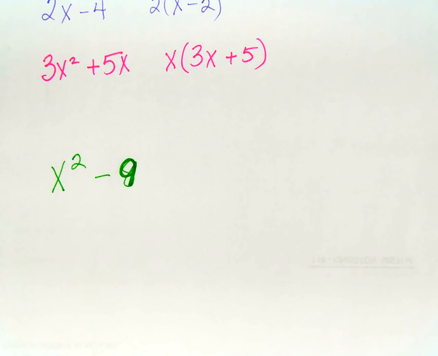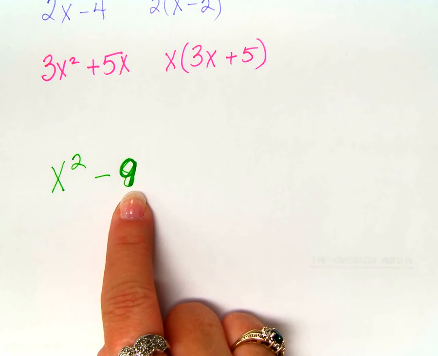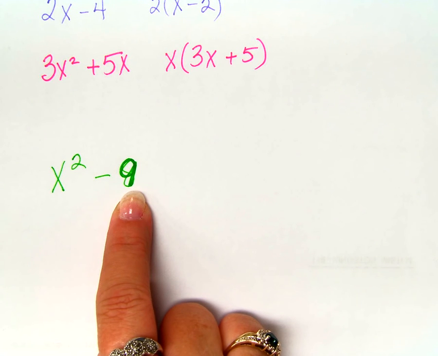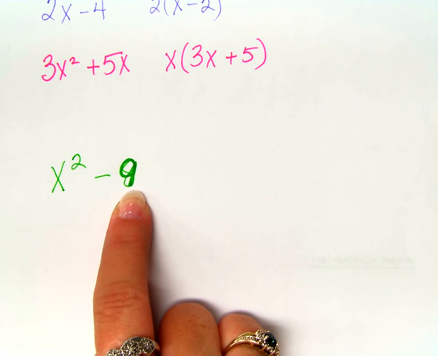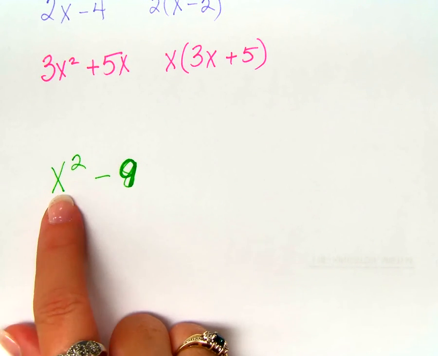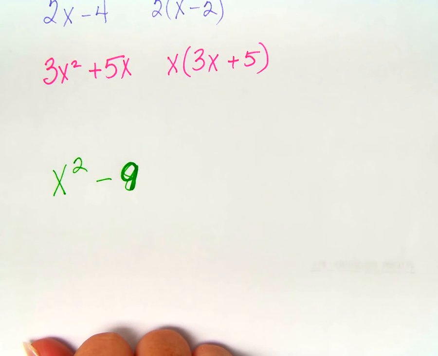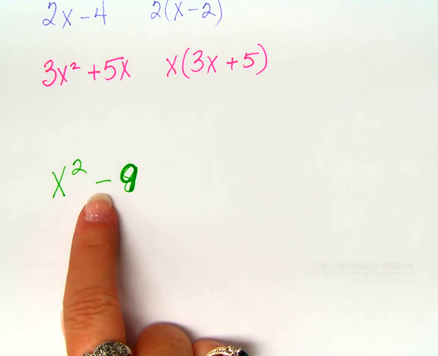It's a 9. Yes, ma'am. What do you know about 9? Is that number special in any way? Can you take the square root of it and get a whole number or an integer? Yes, right? Can you take the square root of x squared? What times itself is x squared? x, right? So what does this sign mean?